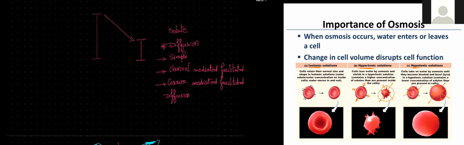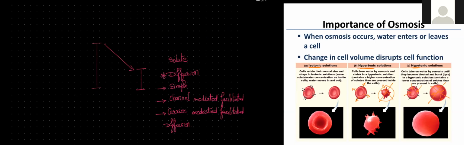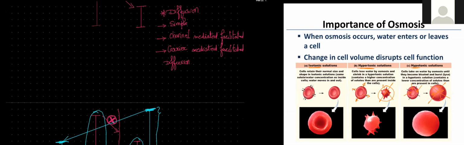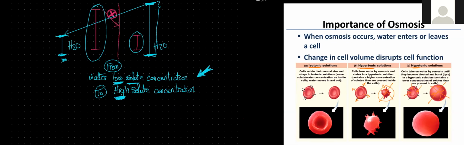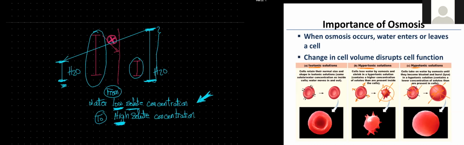So we did agree that the transport of the solute down the concentration gradient is a passive transport. We called it a diffusion. Here, what do we call the transport of water from low solute concentration to high solute concentration? It's osmosis.